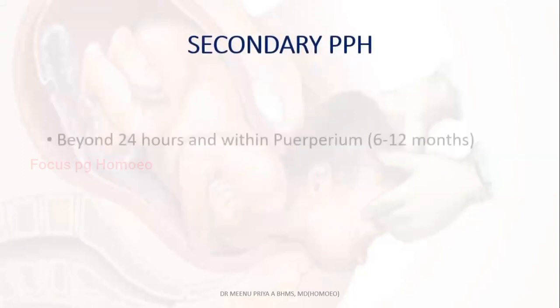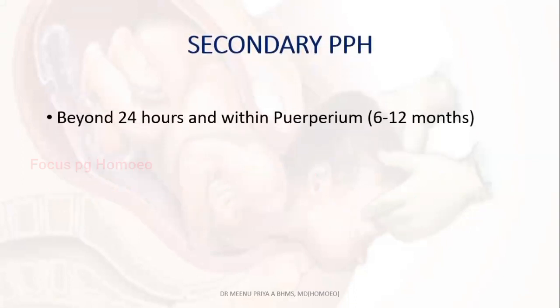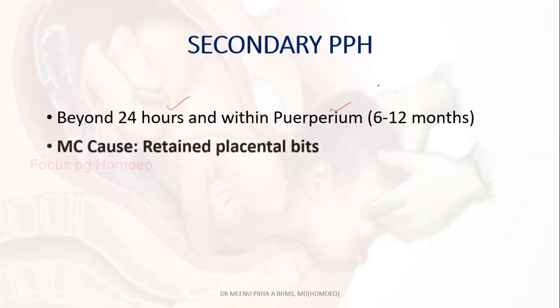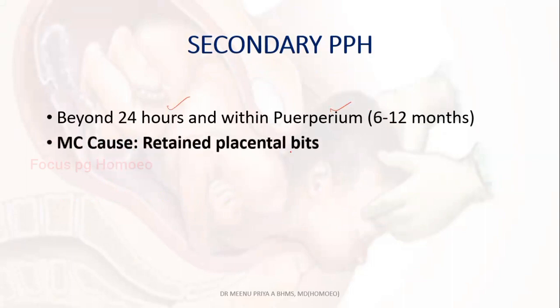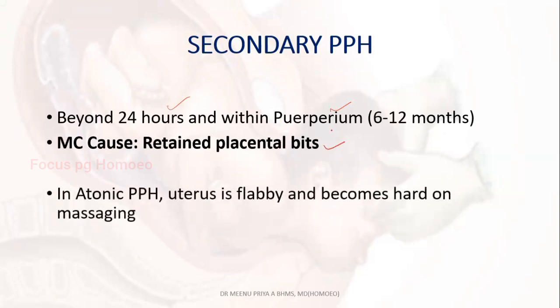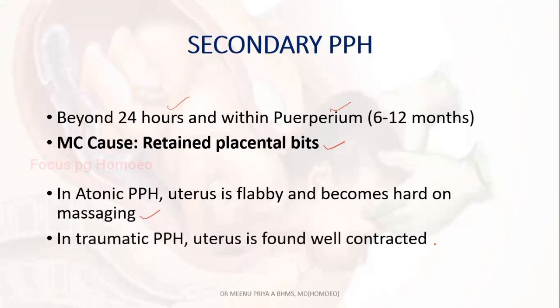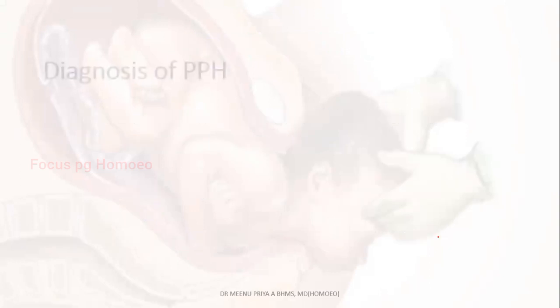Next is secondary PPH. So within 24 hours is primary. Beyond 24 hours and within the puerperium, that is up to 6 to 12 weeks, it is called secondary PPH. And the most common cause here in secondary PPH is retained placental bits. And in atonic PPH, the uterus is flabby and becomes hard on massaging. And in traumatic PPH, the uterus is found well contracted.